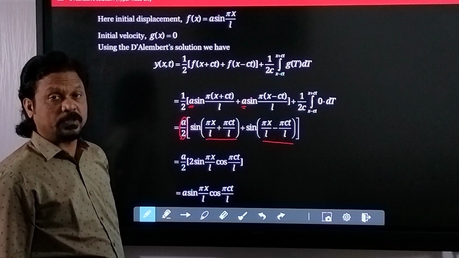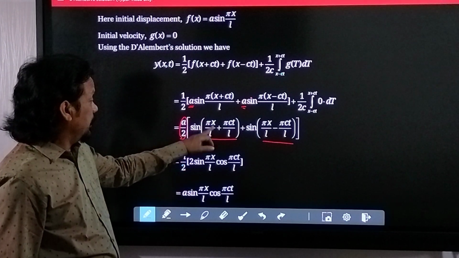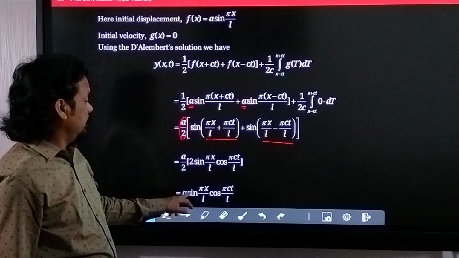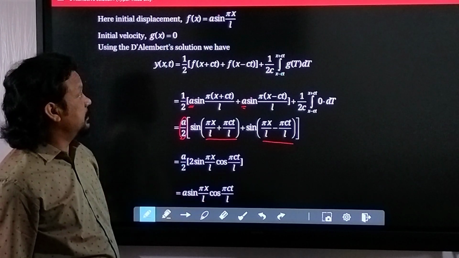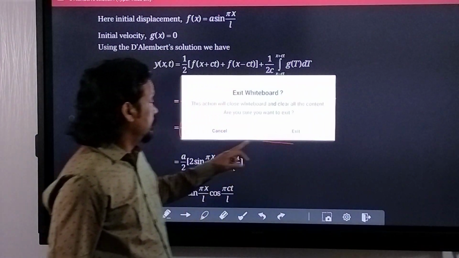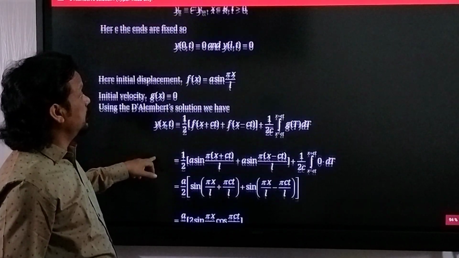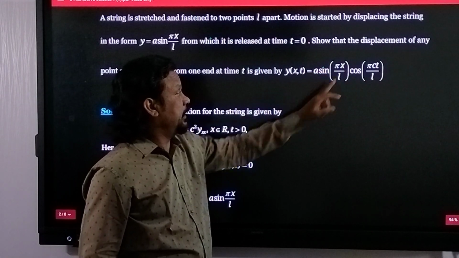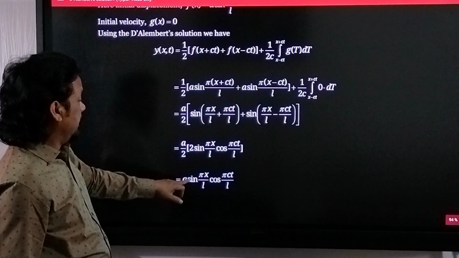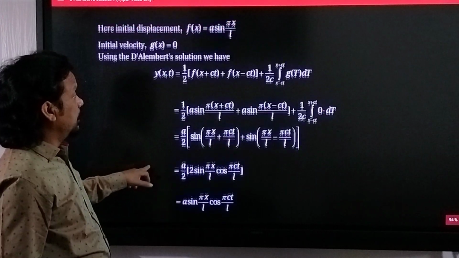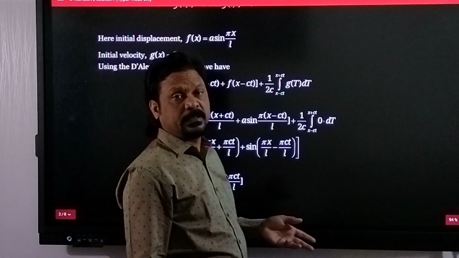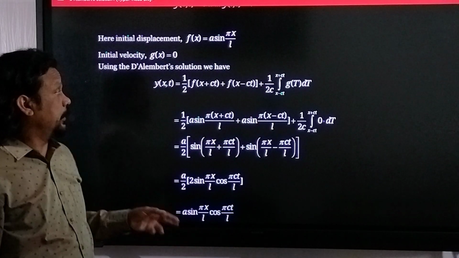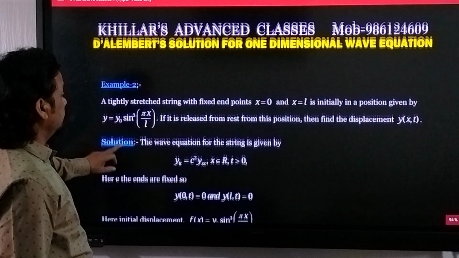That is 2 sin a into cos b. 2 sin a, a is pi x by L, into cos b, pi ct by L. So the 2 cancels out. It remains a sin pi x by L into cos pi ct by L, which you have to prove in the question. See here, in the question it is given that you should prove y of x, t equal to a sin pi x by L into cos pi ct by L. In another method also you can solve, but this is the easiest method, so that you can solve it quickly. Okay. See another question.